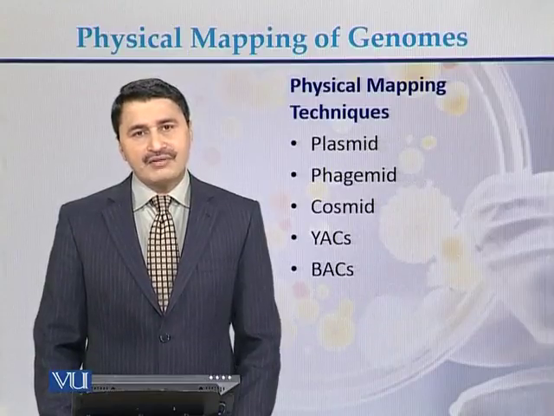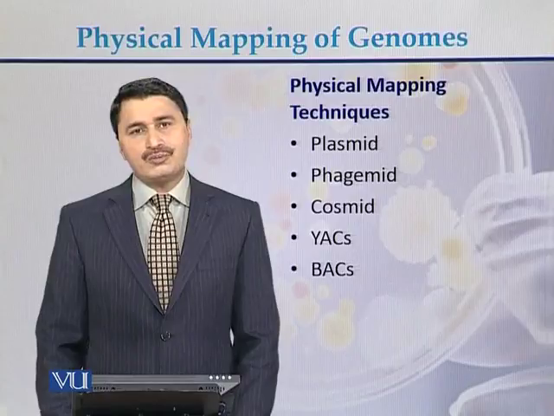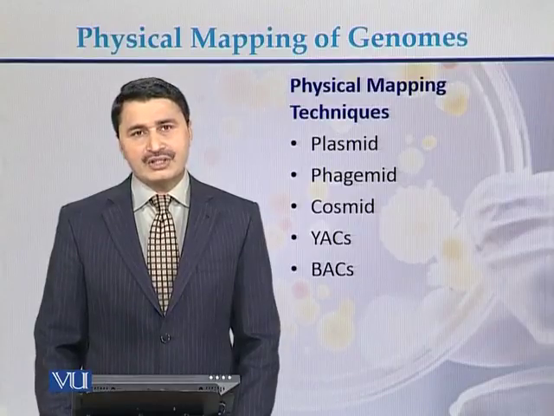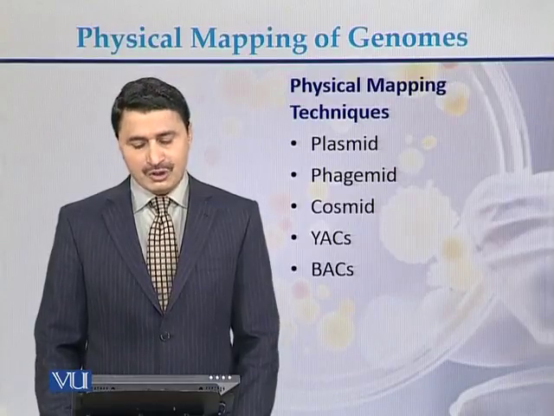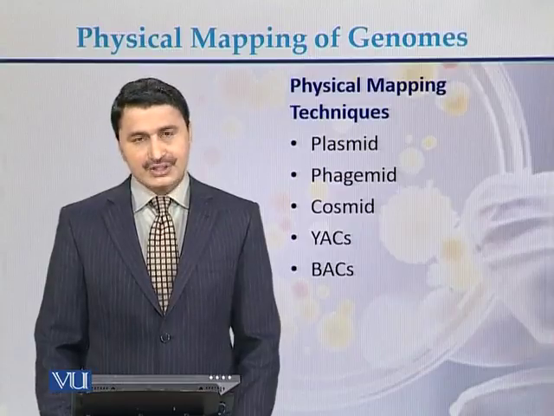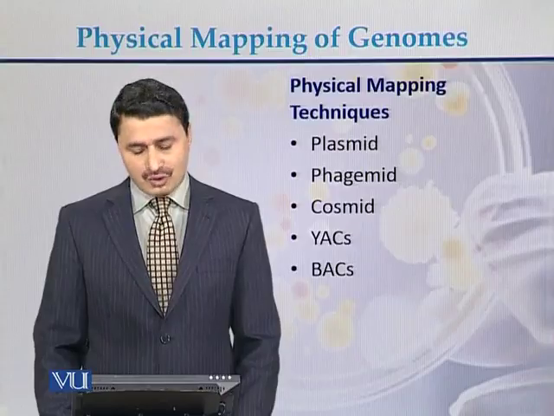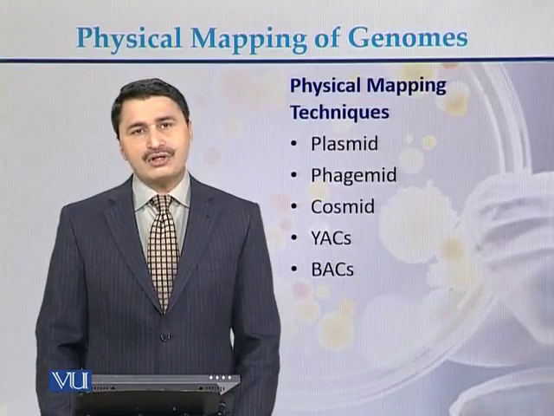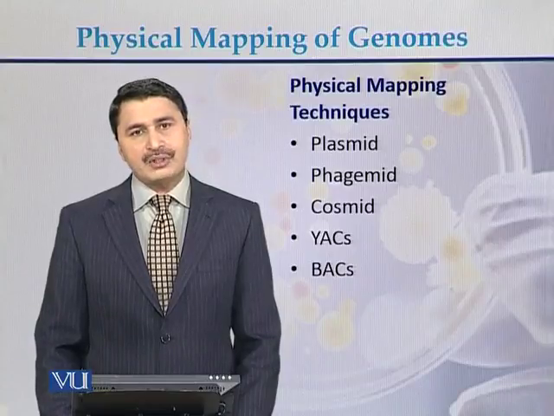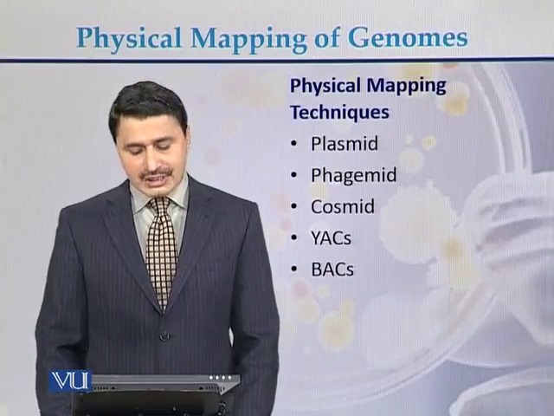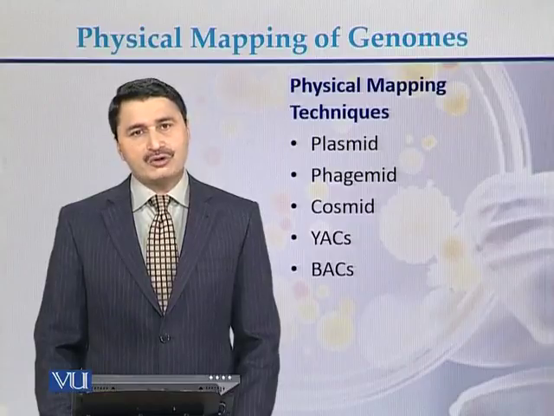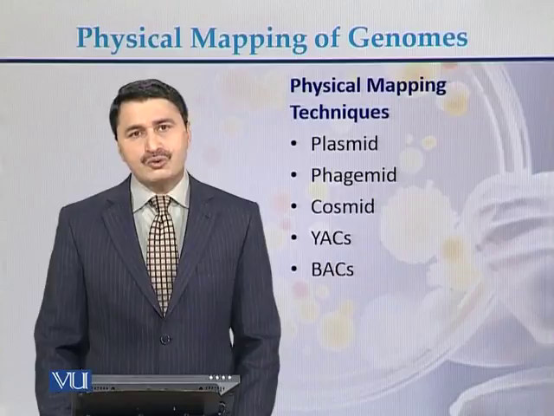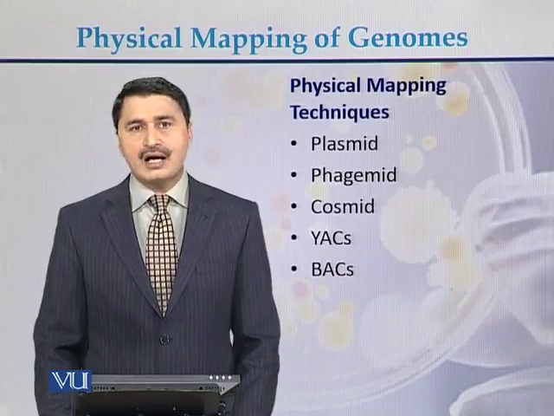For performing the physical mapping of the genomes, different types of vectors or plasmids are used. Those are plasmids, phagemids, cosmids, yeast artificial chromosomes, and bacterial artificial chromosomes. In the physical mapping of the human genome, mostly yeast artificial chromosomes and bacterial artificial chromosomes have been used as the vectors.